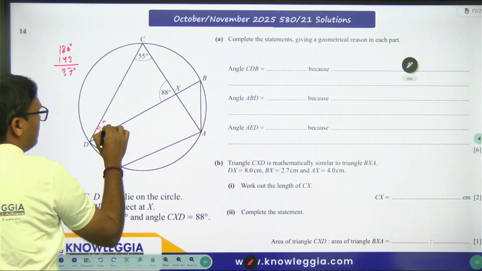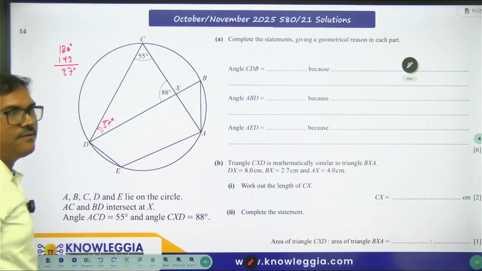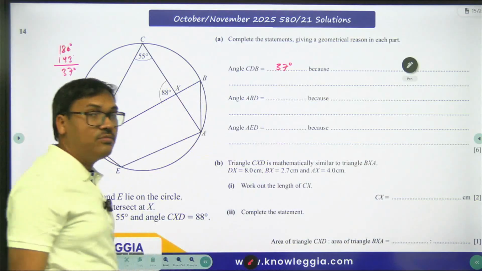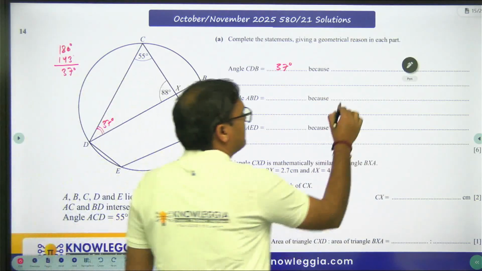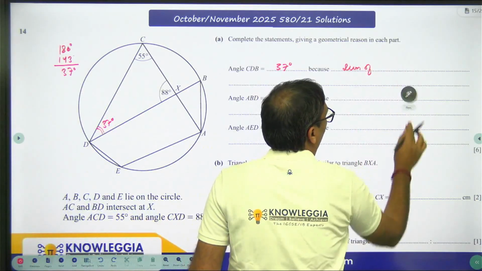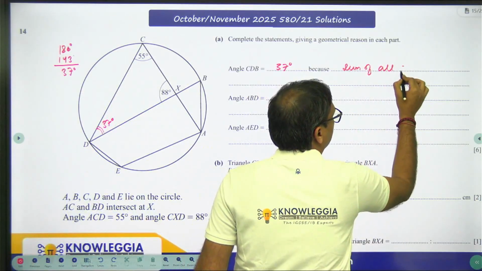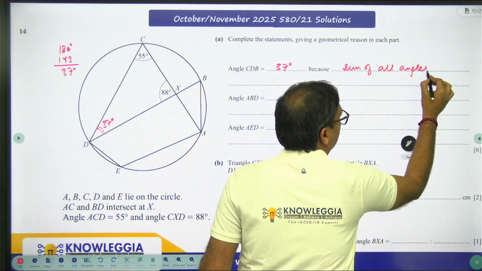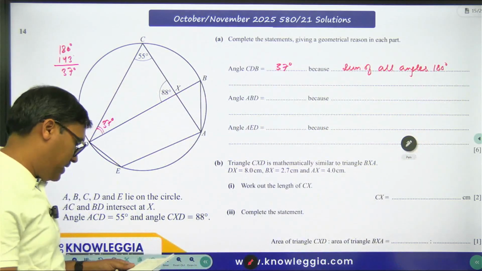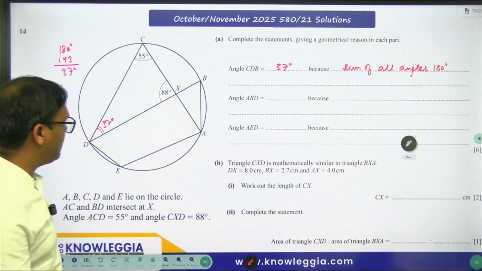So what is this angle? This is 37 degrees. So the first angle is 37 degrees. Why? Because the sum of all the angles of a triangle is 180 degrees. That is the first answer. The second question.